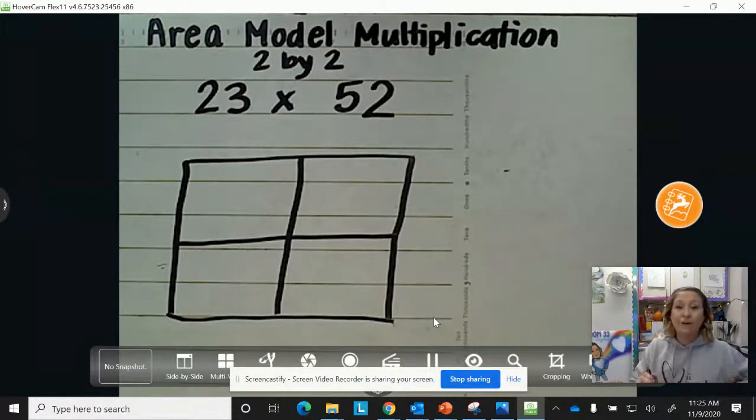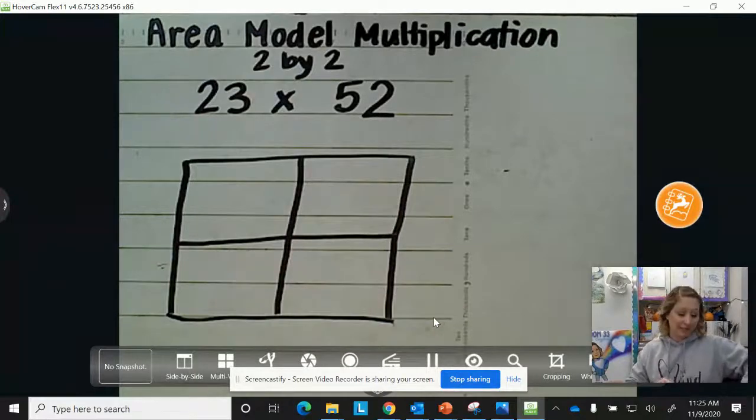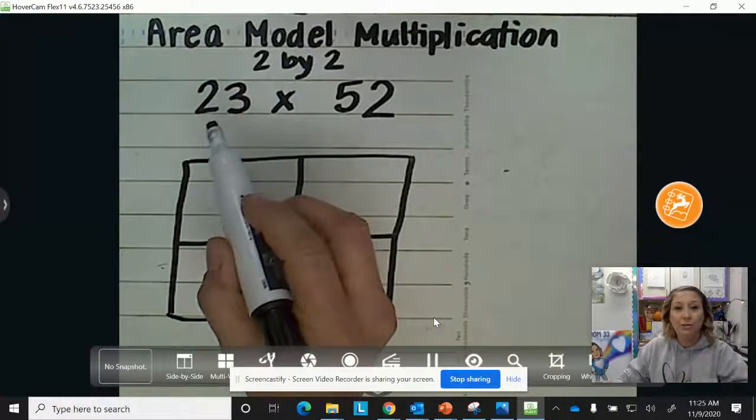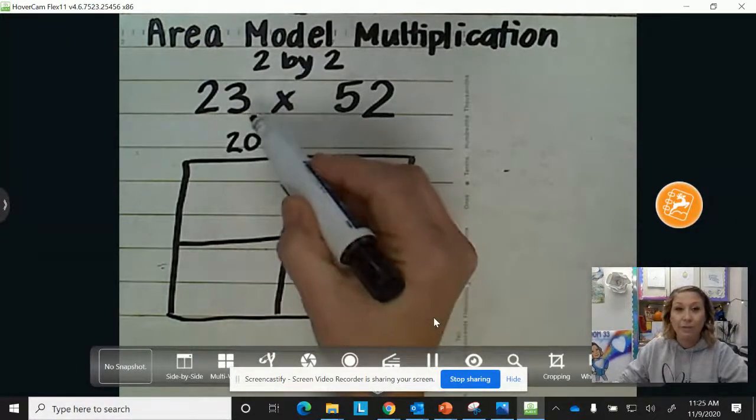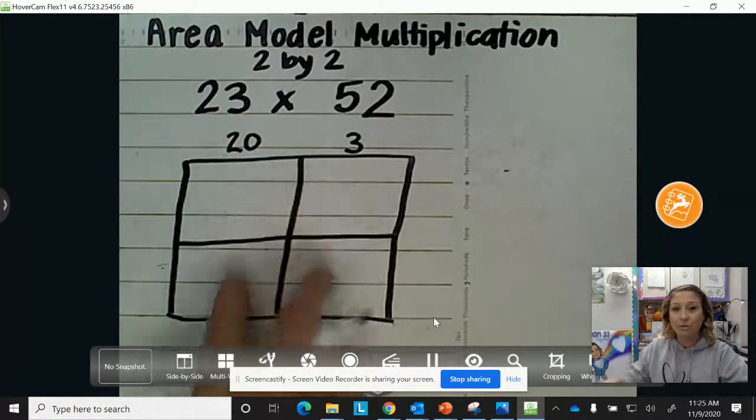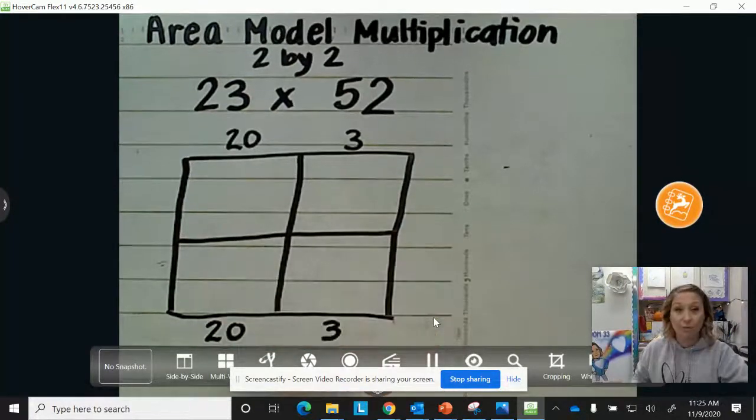The first thing that we've got to do is break up both of these numbers into their tens and their ones. So first let's look at 23. 23 has two tens that we put as 20, and three ones that we put as 3. Now these two numbers also need to float down to the bottom. So let's put 20 and 3 down here as well.